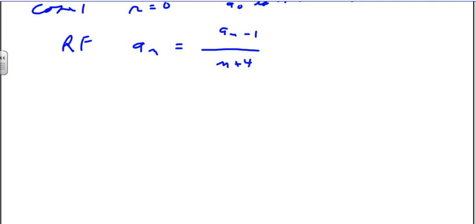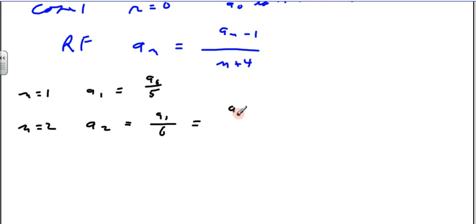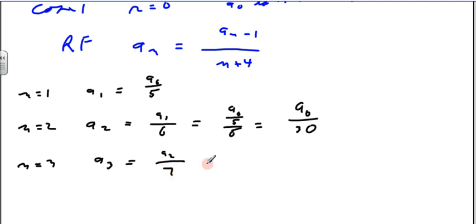We'll now find some a_n's. N is equal to 1. A1 is going to be a0 divided by 5. N is equal to 2. A2 is going to be a1 divided by 6, which is a0 divided by 5 divided by 6, a0 divided by 30. N is equal to 3. A3 is going to be equal to a2 divided by 7. So that's going to be a0 divided by 30 divided by 7, a0 divided by 210.